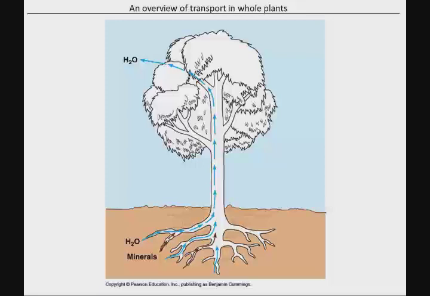Why does that work? Because water is weird, right? So let's go way back to the beginning of the quarter and think about water. Water is cohesive. Right? Water is adhesive with hydrophilic substances.